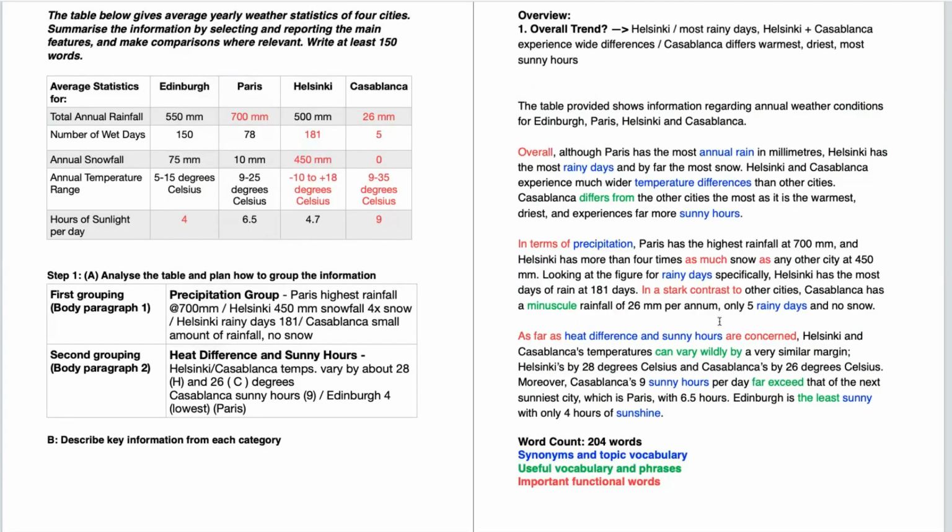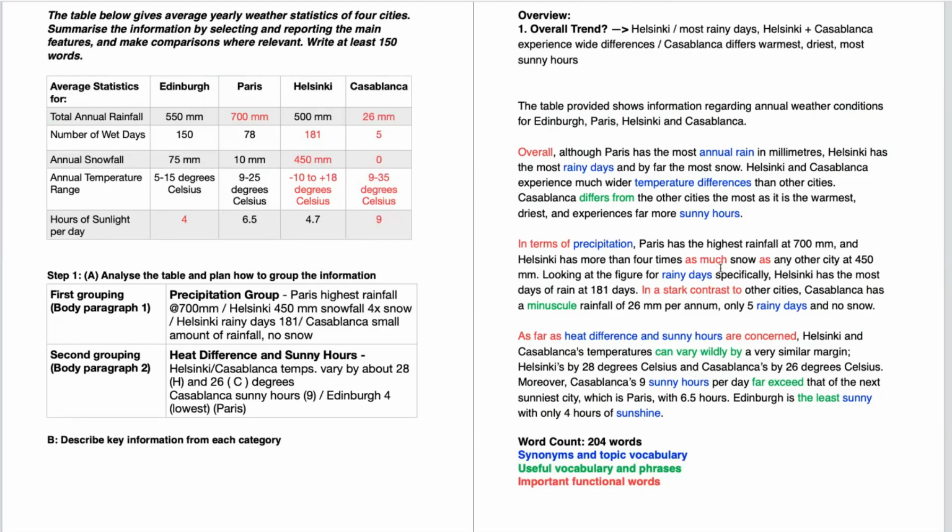All right, and here is the finished product. So I have synonyms and topic vocabulary in blue. These are all things that pertain to weather and that we used to talk about what we saw in the table. So you'll see annual rain, rainy days, temperature differences, sunny hours. Precipitation was a big one because that really was the main group that we had, so that word came in very handy.